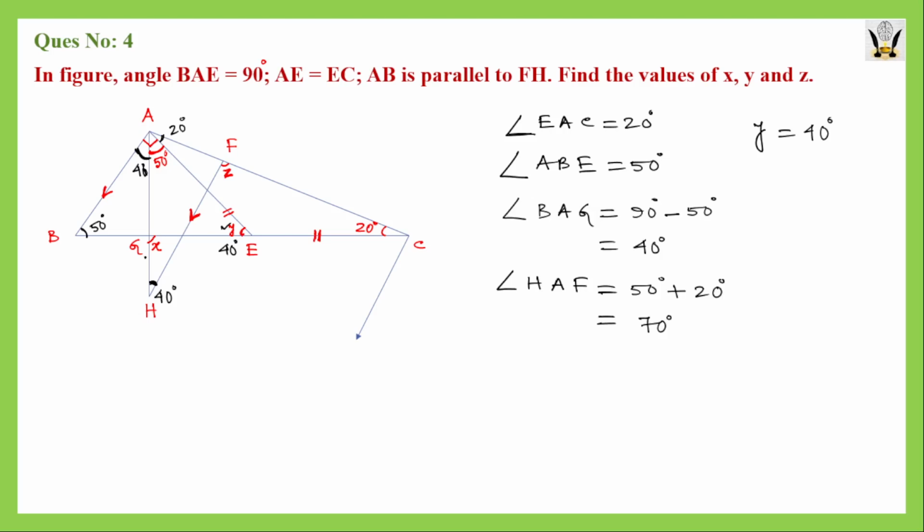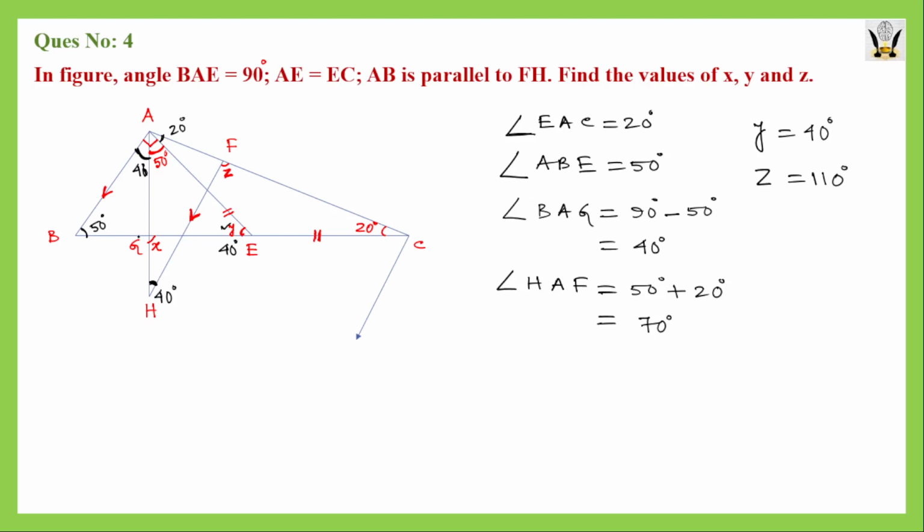And with respect to triangle AHF, this will be the exterior angle with respect to these two opposite interior angles. So 70 plus 40, 110. That means the measure of this exterior angle will also be 110. That means the value of Z is 110 degrees and the rest is X.